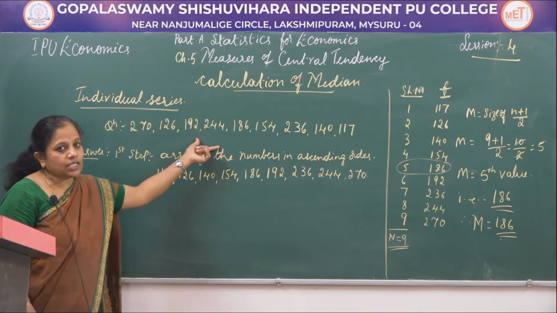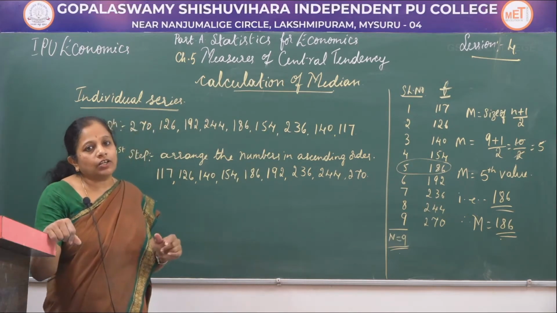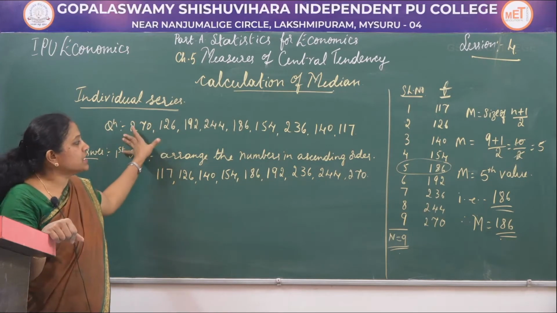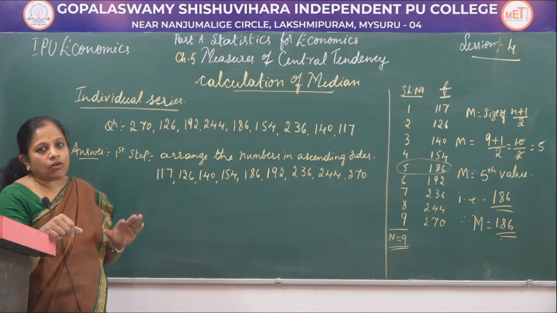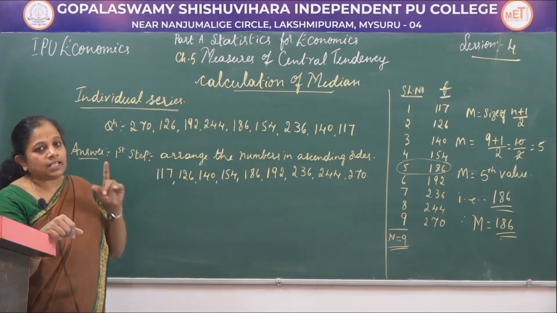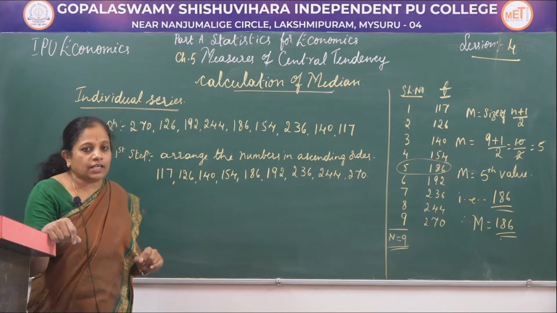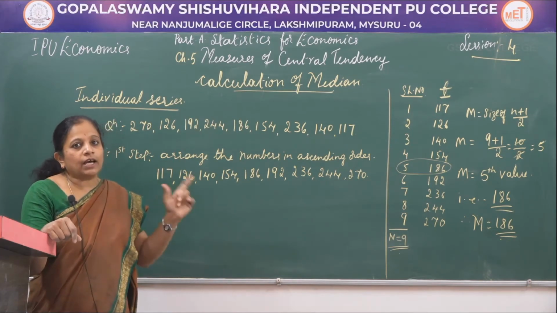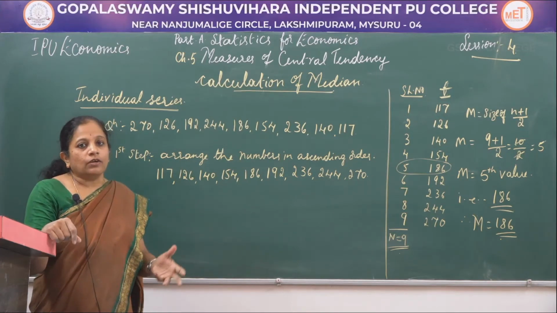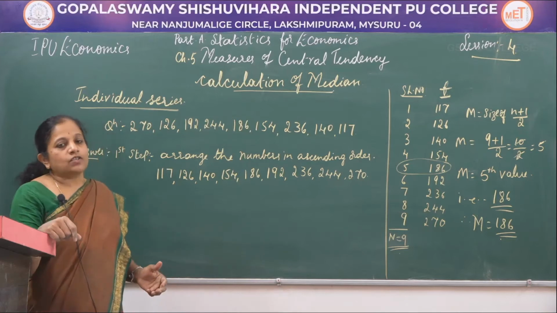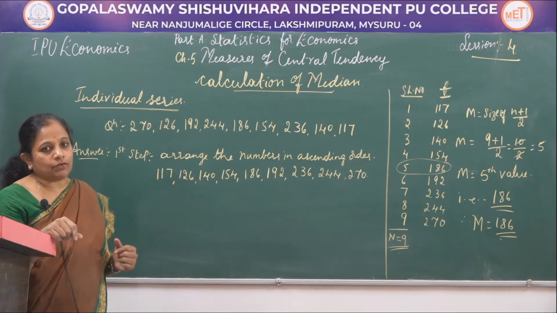Since it is an individual series, you all know the difference between the individual series, discrete series and the continuous series. In the case of individual series, only the frequencies or the numbers will be given. So the x values are not given. In the case of discrete series, x values are given but they are not in a continuous range. But in the case of continuous series, the x values are given in continuous ranges like 0 to 10, 10 to 20, or 10 to 15, 15 to 20, 20 to 25, 25 to 30, like this. So they will have a uniform gap between the upper limit of the class and the lower limit of the class.